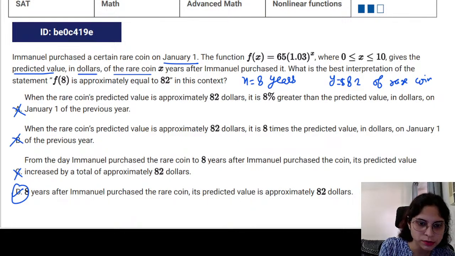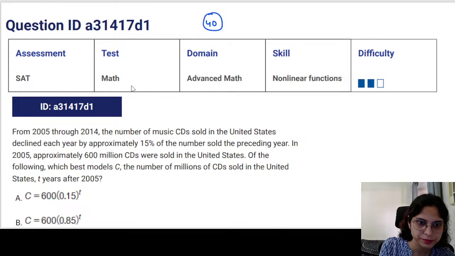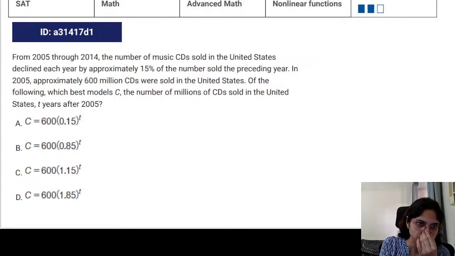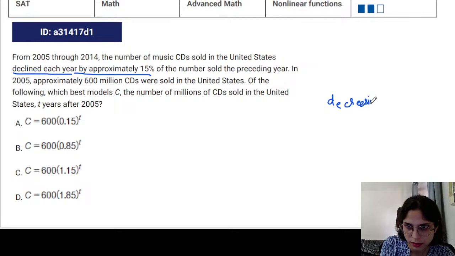Next one is question number 40. That will be on page number 41. Okay. From 2005 through 2014, the number of music CDs sold in the United States declined each year by 15%. So you are decreasing by 15%. That means your factor b is going to be 1 minus 0.15. That's going to be 0.85.